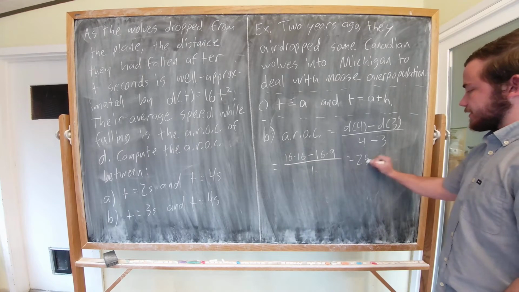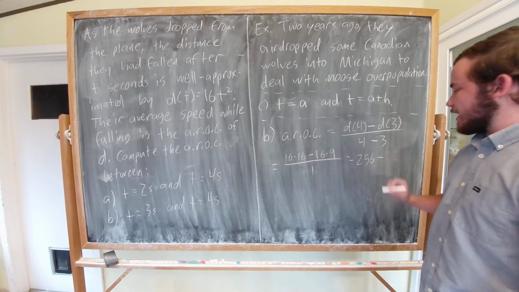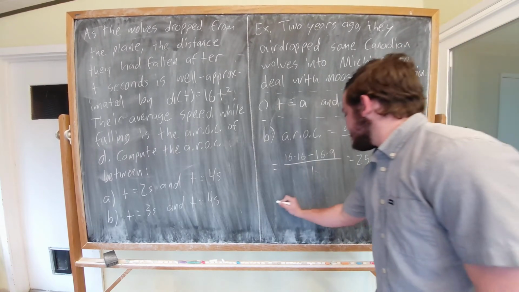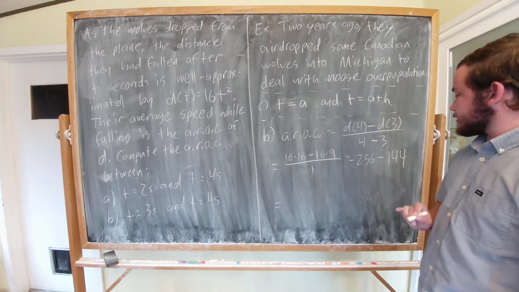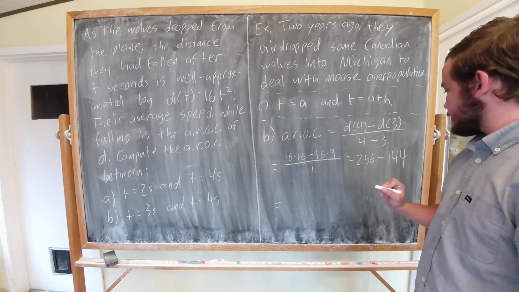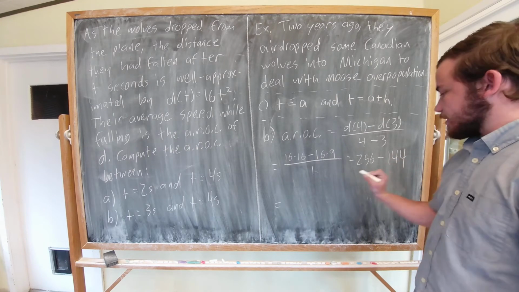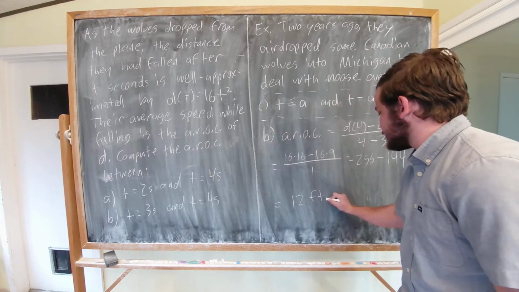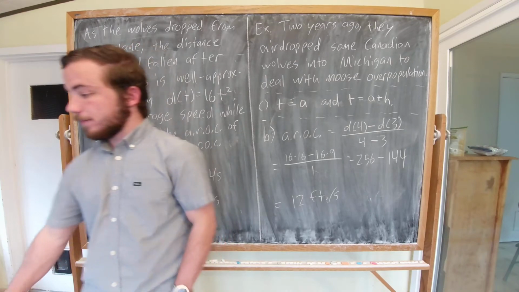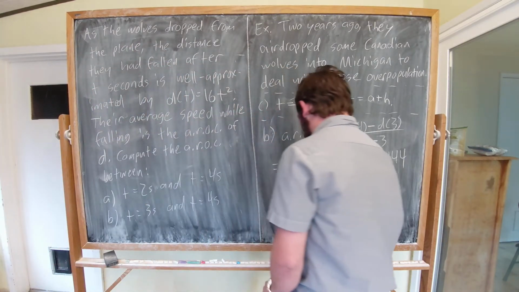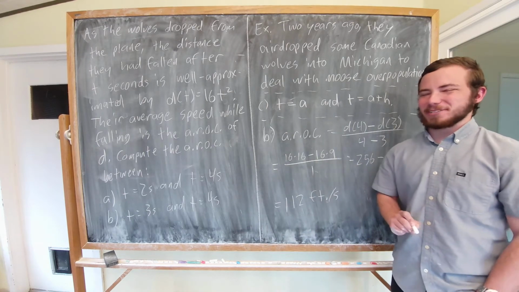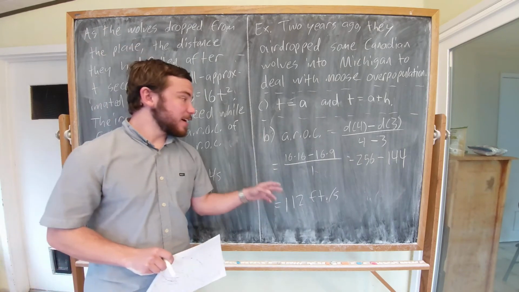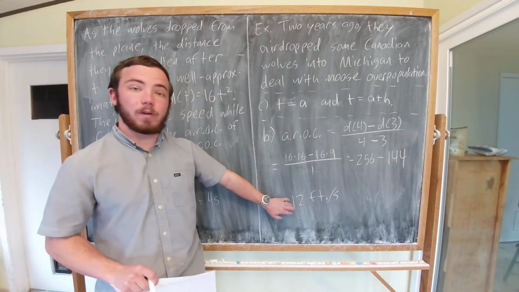So we're left with 256 minus 16 times 9, which is 144. Okay? 256 minus 144 is 112. Sorry, not 12, 112 feet per second. I was like, that should not be slow. Okay, so on average, between 3 seconds and 4 seconds, the wolves were falling at 112 feet per second.